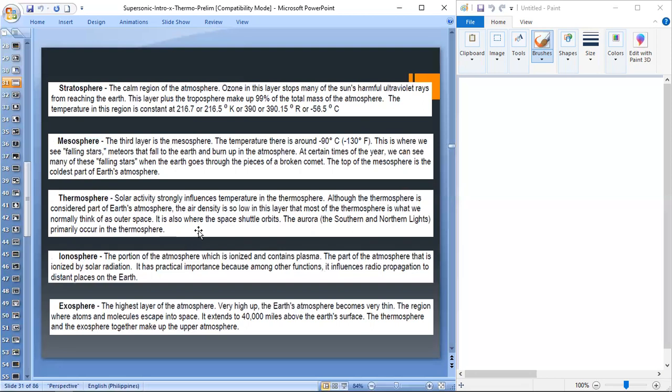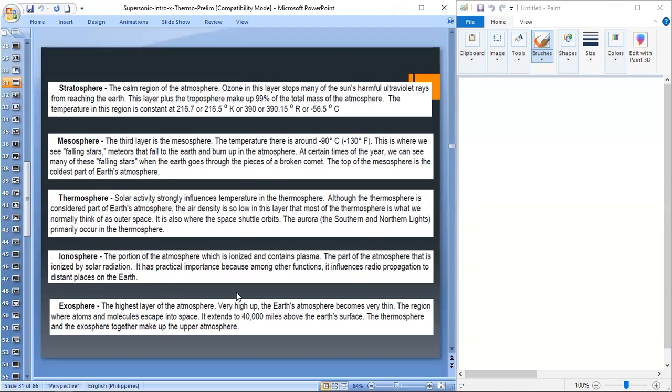Actually, this was asked in the board exam: where is the aurora borealis seen? It is in the thermosphere. And then next is the ionosphere. The ionosphere sits between the thermosphere and the exosphere. As the word itself suggests, ion, it is an ionized, ionizing layer which contains plasma. It also handles solar radiation and radio propagation to distant parts of the earth, such as for satellites.